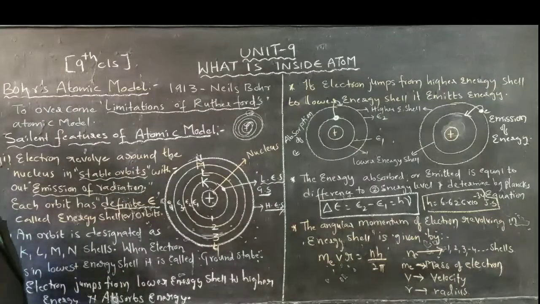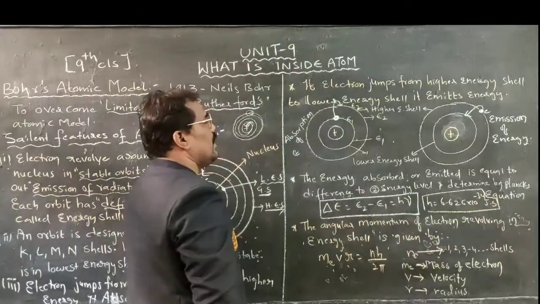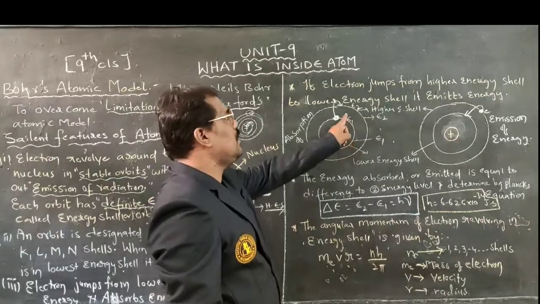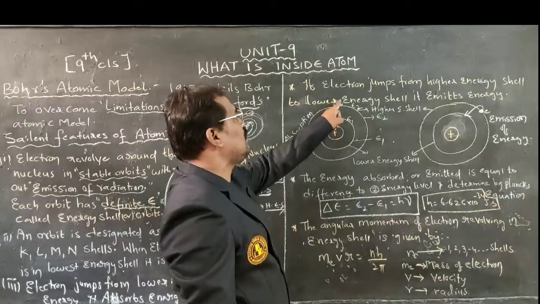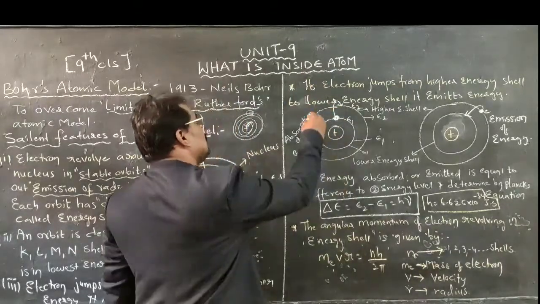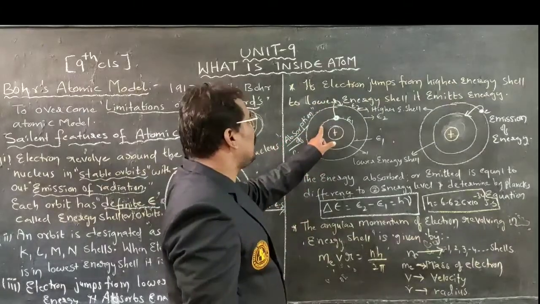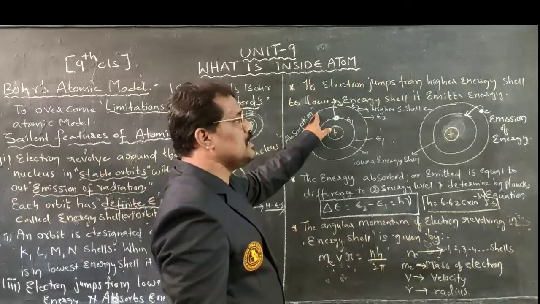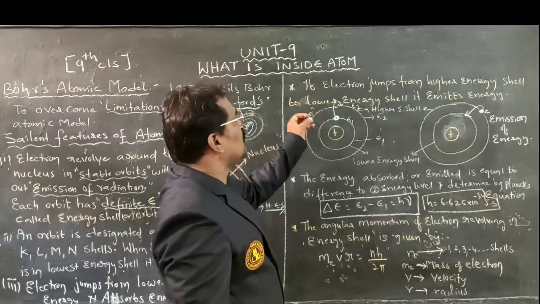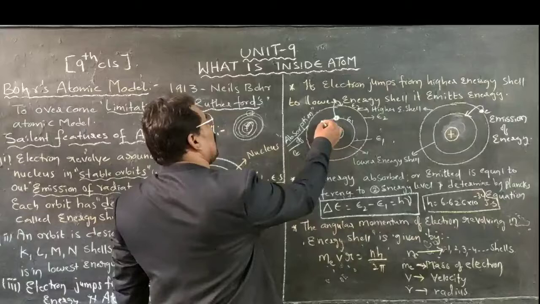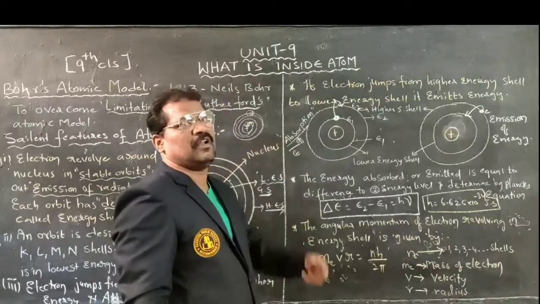Coming to the third point. When an electron jumps from the E1 shell to the E2 shell, E1 is called the ground state shell and E2 is called the excited state shell. When the electron jumps from the ground state shell to the excited state shell, energy is absorbed. Why? Because one is the lowest energy shell and the other is the highest energy shell. If an electron has to move from lower energy to higher energy, it has to absorb a small quantity of energy so that it can be accommodated in the higher energy shell. So absorption of energy takes place.